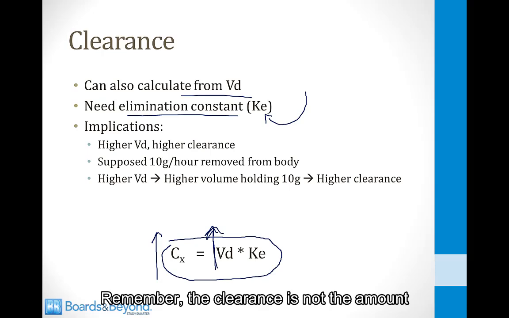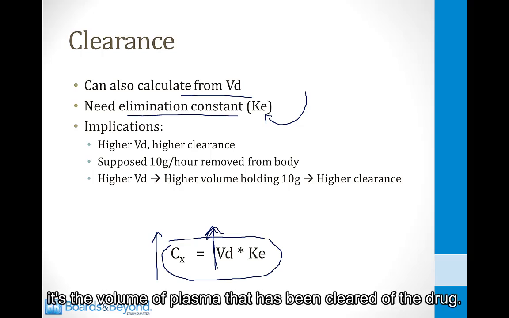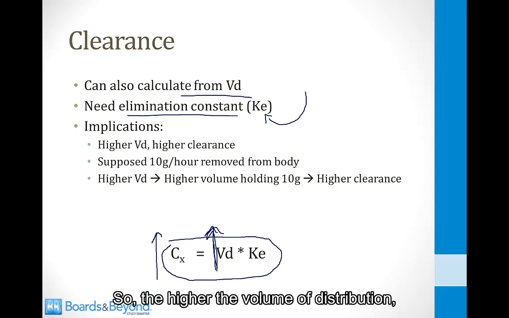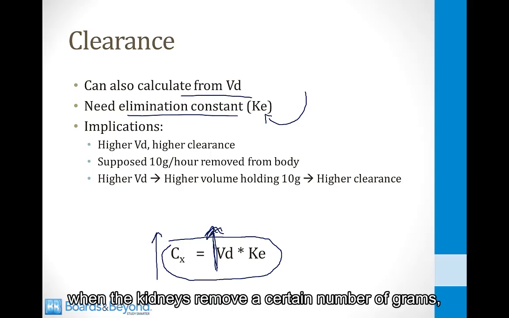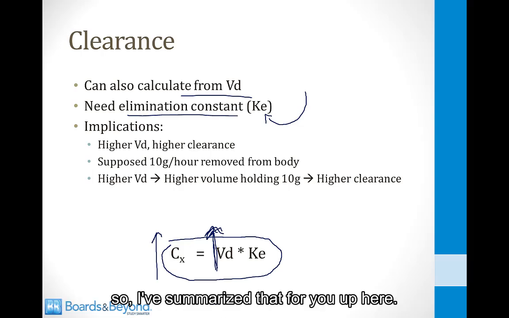Remember, the clearance is not the amount of the drug being removed by the kidneys. It's the volume that held that amount of drug. It's the volume of plasma that has been cleared of the drug. So the higher the volume of distribution, the more plasma that gets cleared when the kidneys remove a certain number of grams. So I've summarized that for you up here.